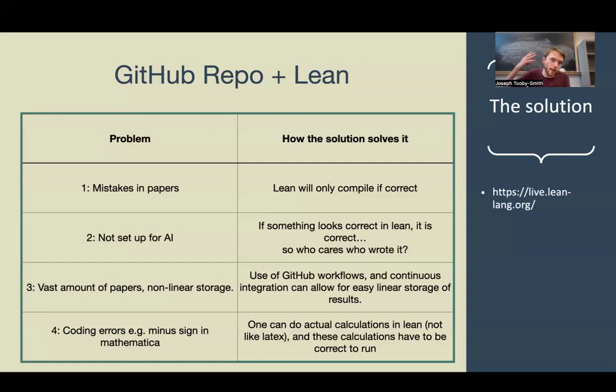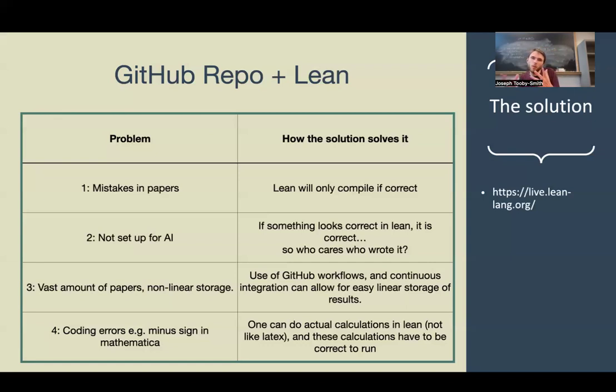So problem number 4 was coding errors, things like minus sign errors in Mathematica. And this is really another reason where Lean is different from LaTeX. Lean is executable. That means you can write a function in Lean, like f of x equals x plus 1, and in Lean you can write f of 3, and it will tell you the answer of that is 4. It can actually execute code. LaTeX can't do that. I mean, it can, but much more difficultly. But in Lean you can actually write code. You can write functions. You can do things that you might be familiar with in something like Python.